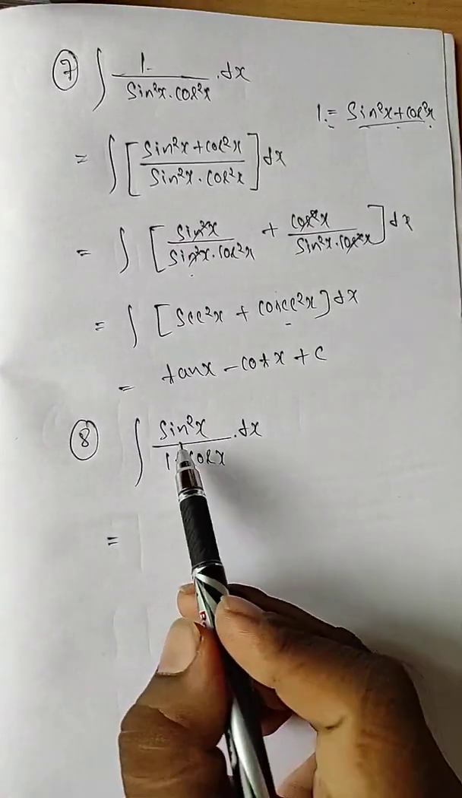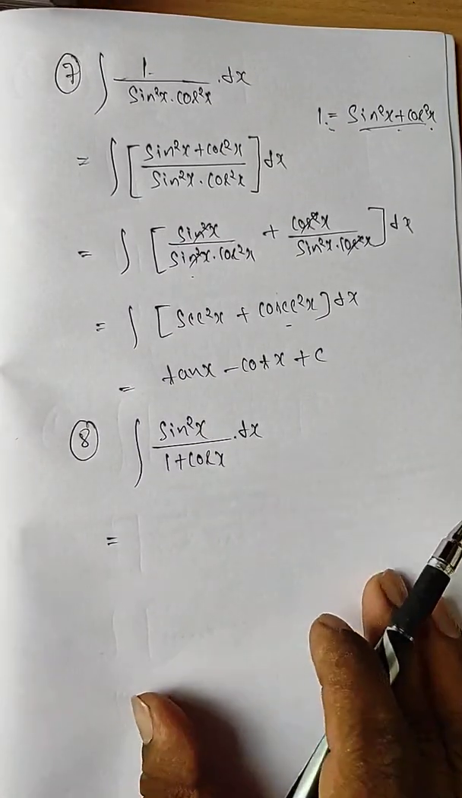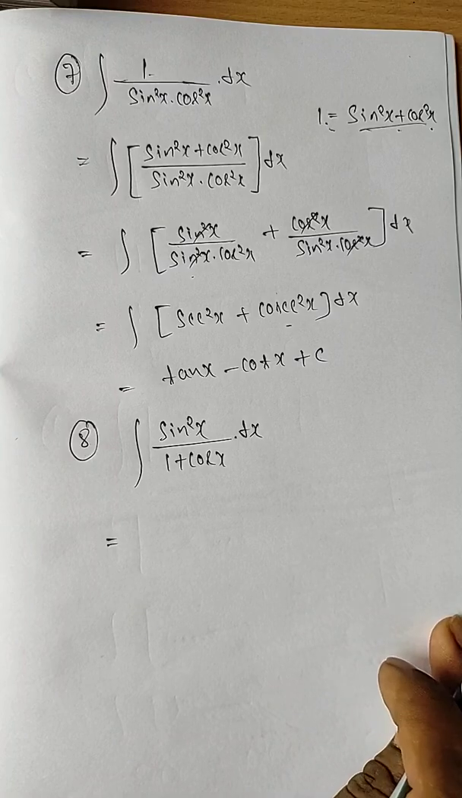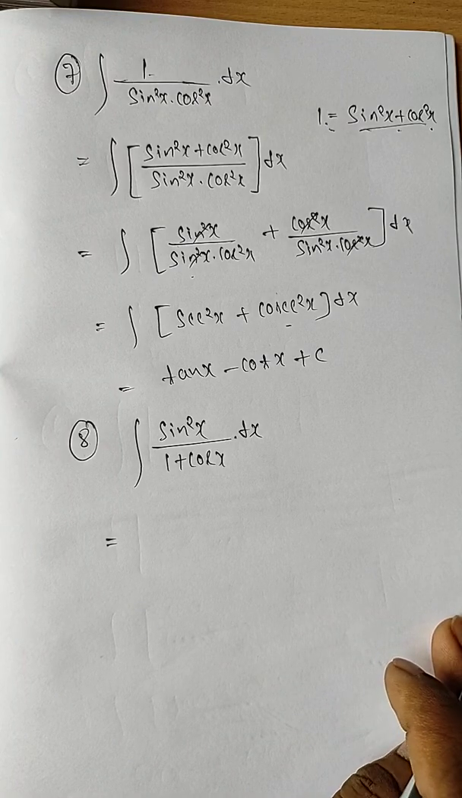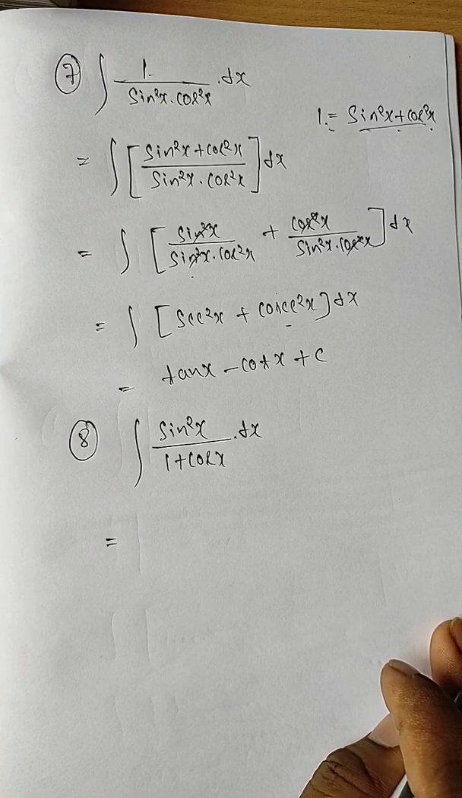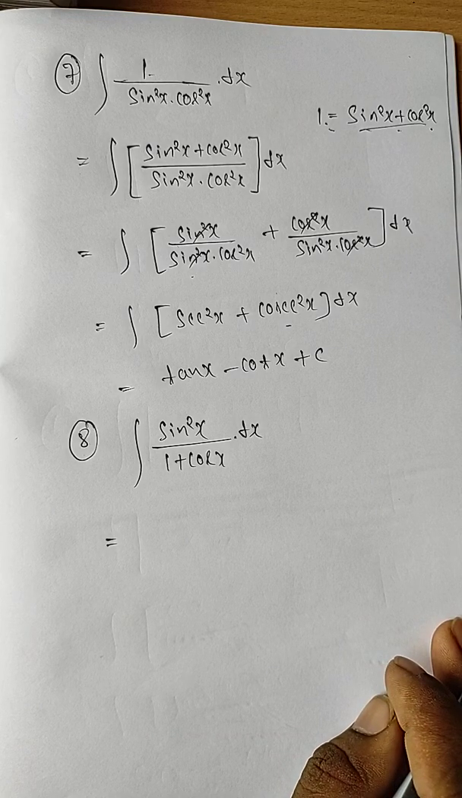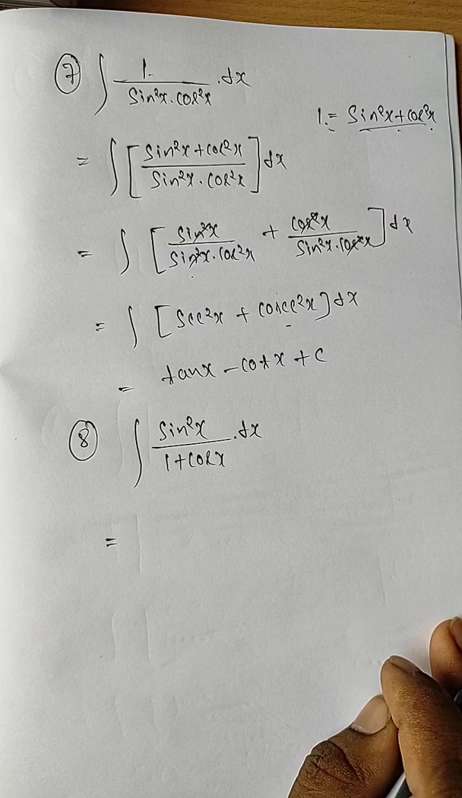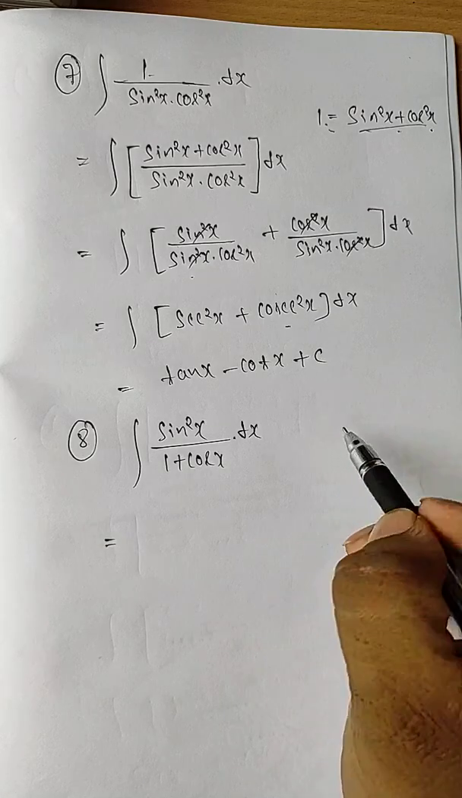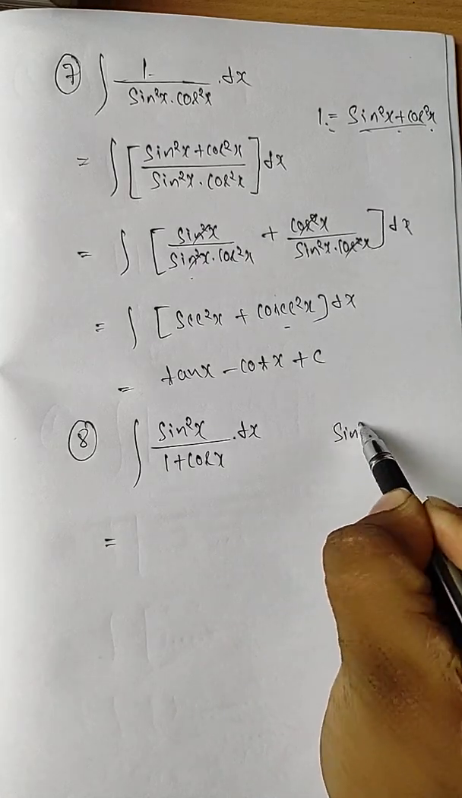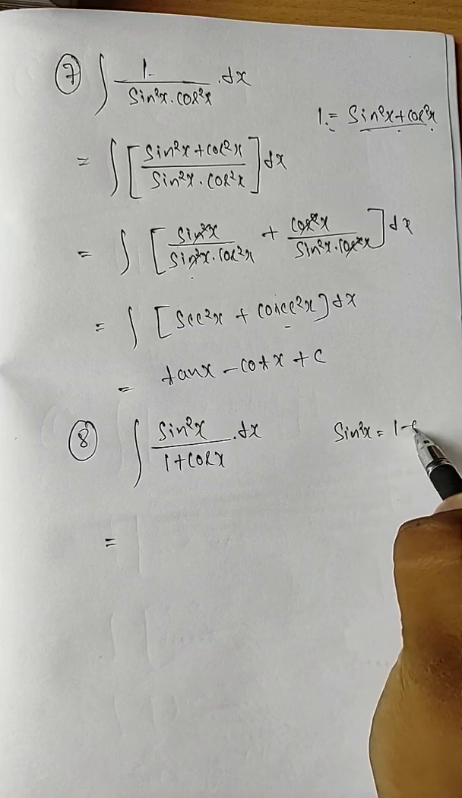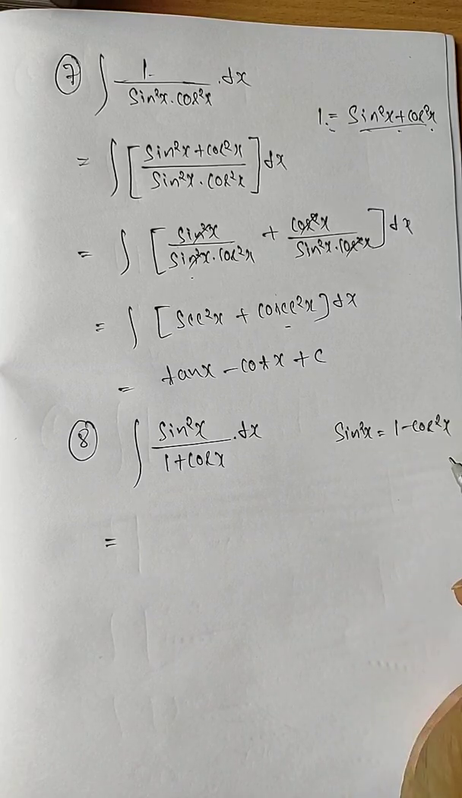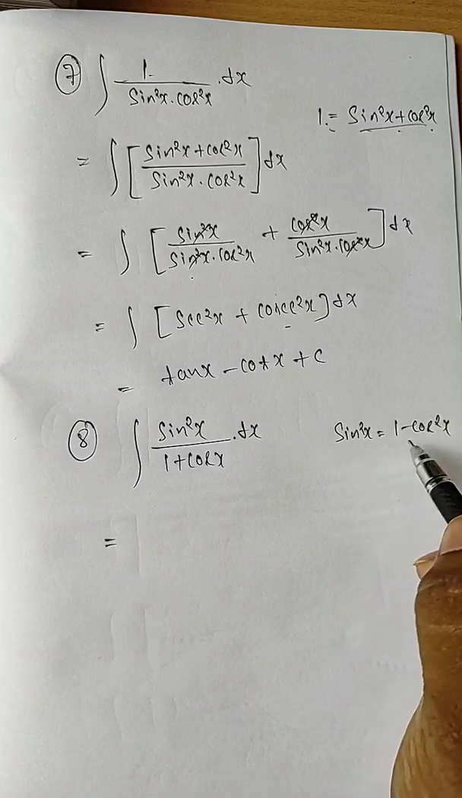So clearly sin square x is given. When the sin square x is given, I have already told you, when the trigonometry function has a power, you want to make use of trigonometric identities. So I am writing this sin square x as 1 minus cos square x. Is it clear?